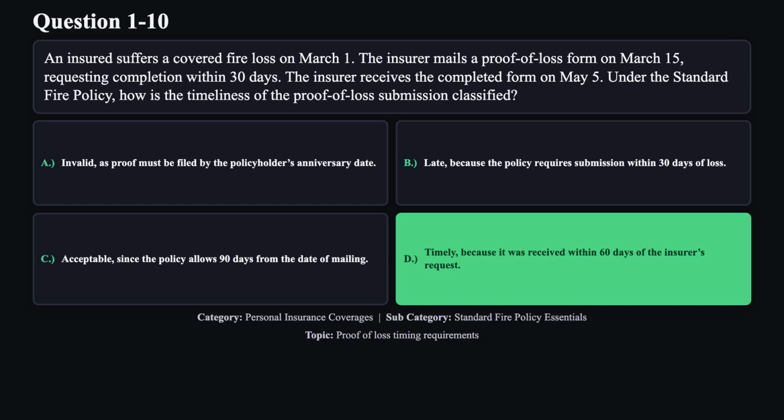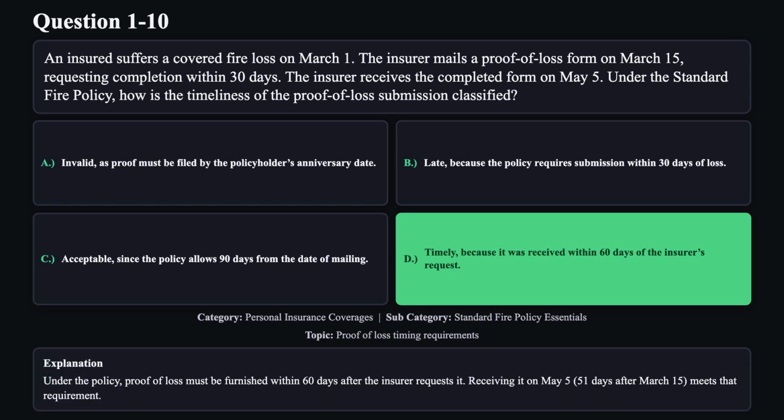The correct answer is D. Under the policy, proof of loss must be furnished within 60 days after the insurer requests it. Receiving it on May 5th, 51 days after March 15th, meets that requirement.